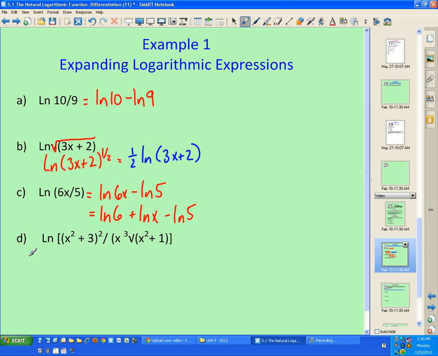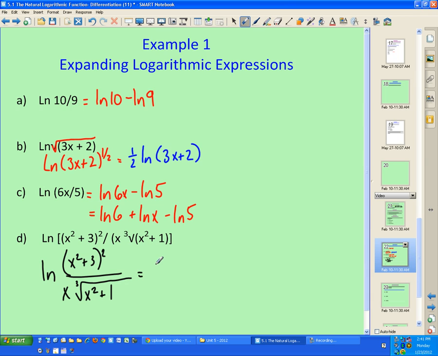And then we get to this really convoluted one down here that says the natural log, and this is more like what we're going to see when we do this stuff. Maybe something looks like that, over x times the cube root of x squared plus 1. So when I go ahead and expand this out, the first thing I'm going to do is break apart this division problem. So write it as 2 natural logs.